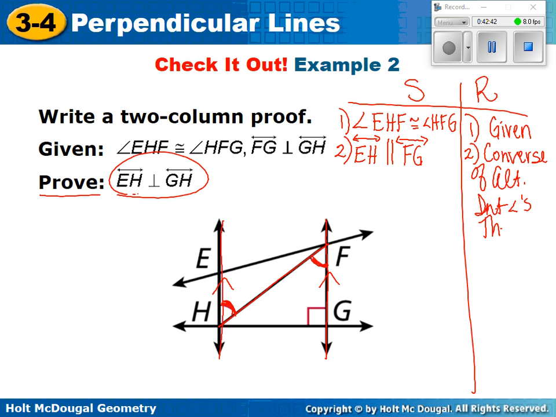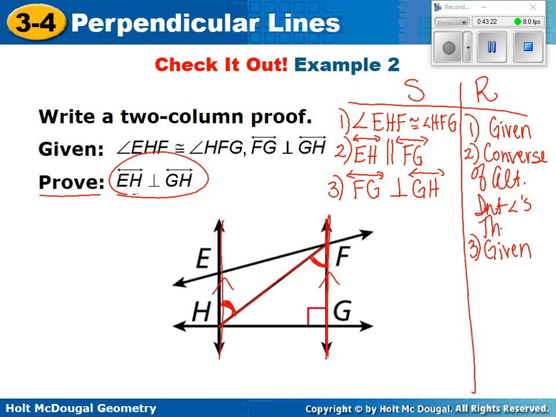And I'm going to write my next given. So that was that FG was perpendicular to GH. Number 3, given. Okay, FG is perpendicular to GH. So look at the board over here. Do we have a linear pair of congruent angles, or do we have two parallel lines where one line is perpendicular to one of those parallel lines? The perpendicular transversal. Notice it said FG is perpendicular to GH.